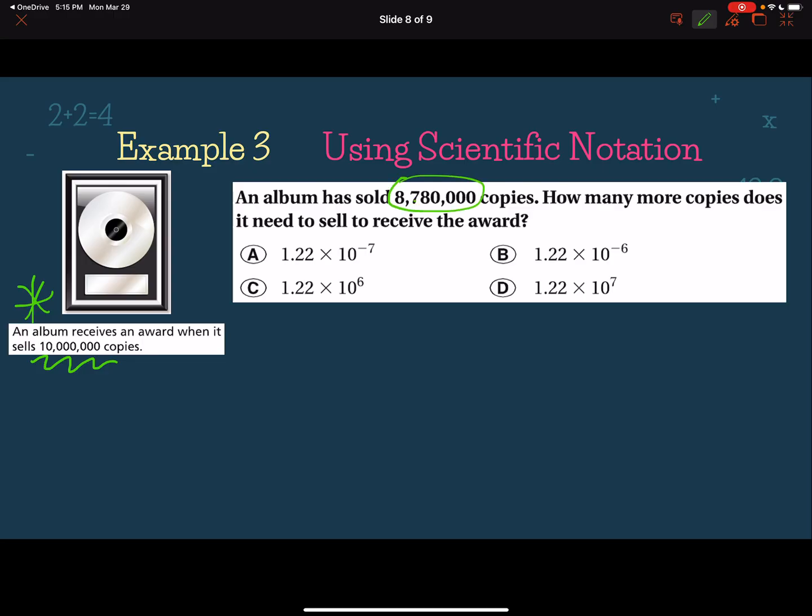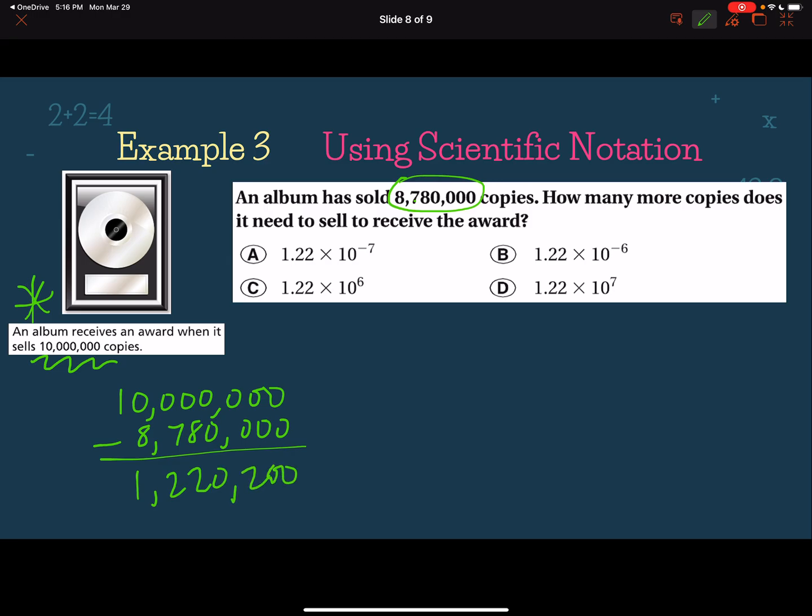Currently, they've sold 8,780,000. So in your calculator, go ahead and put in 10 million and subtract 8,780,000. And that leaves us with 1,222,000 needed to sell. Our question says, how many more copies does it need to sell to receive the award?